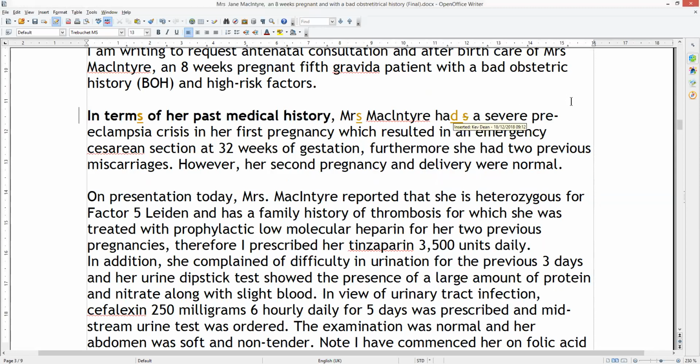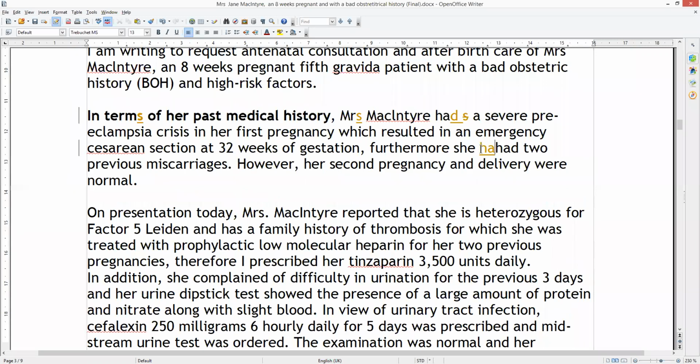That's not looking good. Severe preeclampsia crisis, the first pregnancy which resulted in an emergency caesarean section. Furthermore, she had 2 previous miscarriages. She had had. Okay, now, right. Present perfect, okay. So, past perfect, you're going farther back. Okay. So, she had a severe preeclampsia in her first pregnancy. If she had 2 previous miscarriages, right, it's got to go farther back. So here it's simple past, have had, she had, a possessive. So here we've got to make it had.